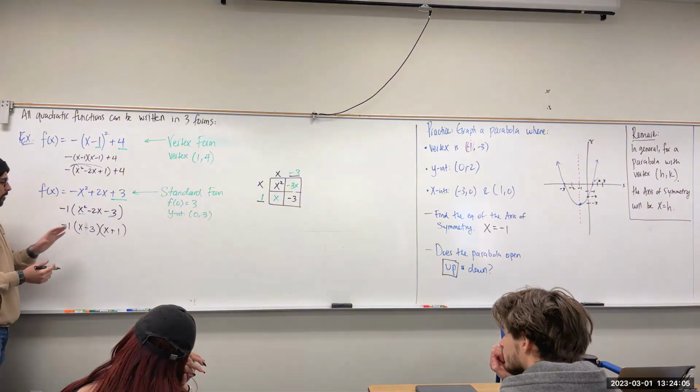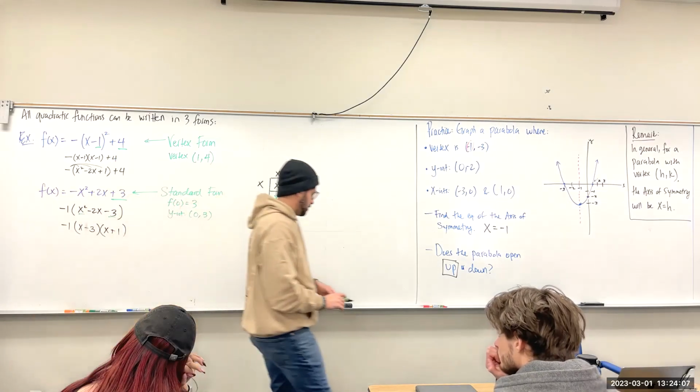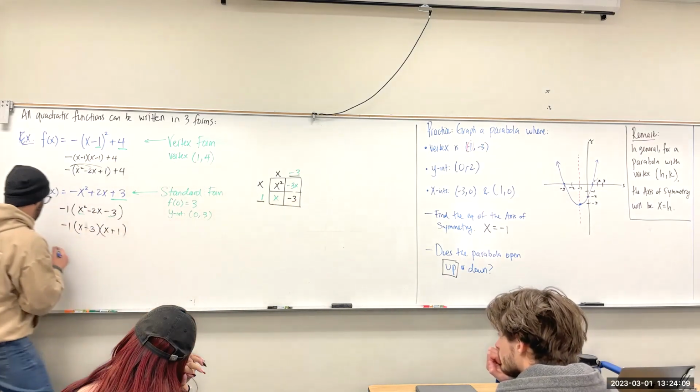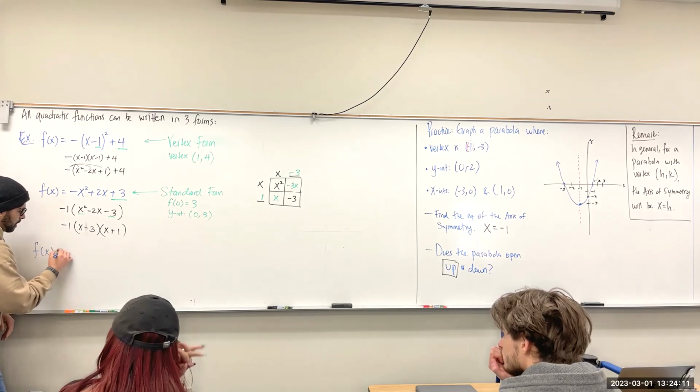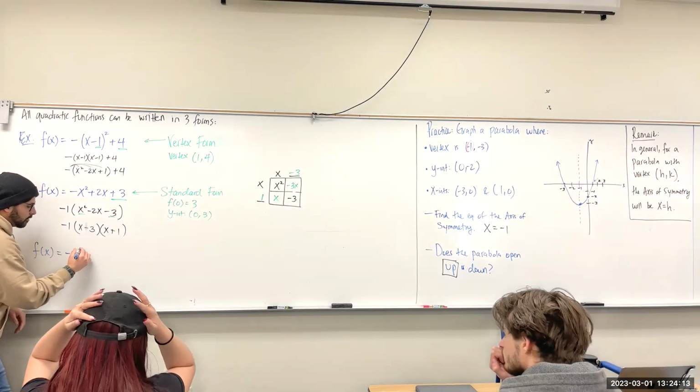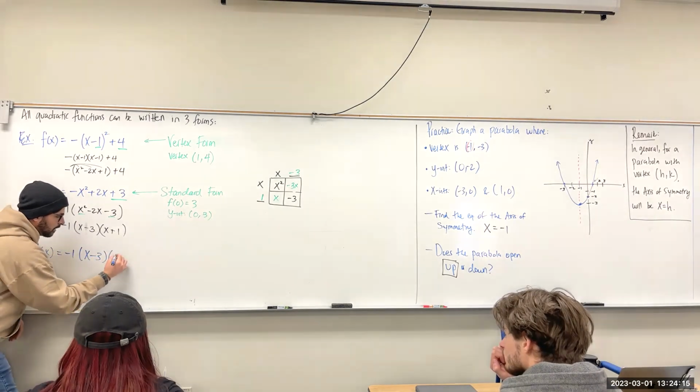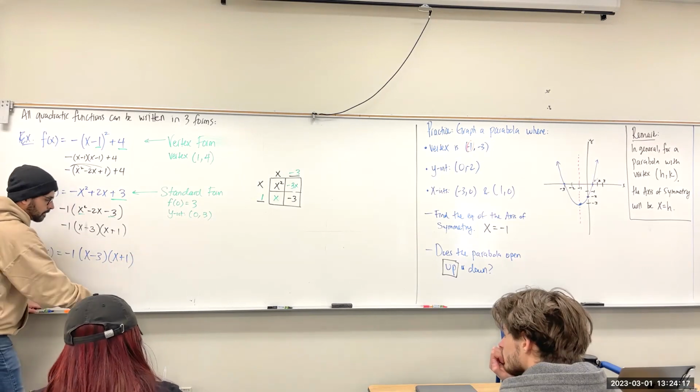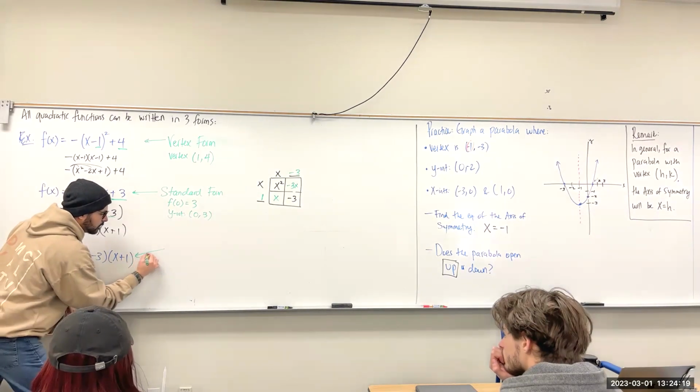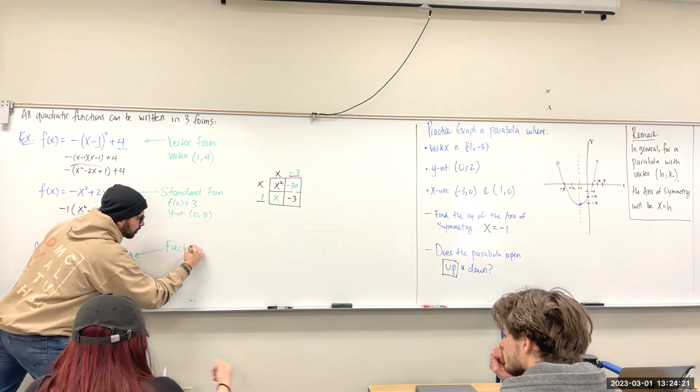So when you factor it, this is a different form, where I have the -1 outside, an x minus 3, and an x plus 1. This is what's called the factored form of the quadratic.